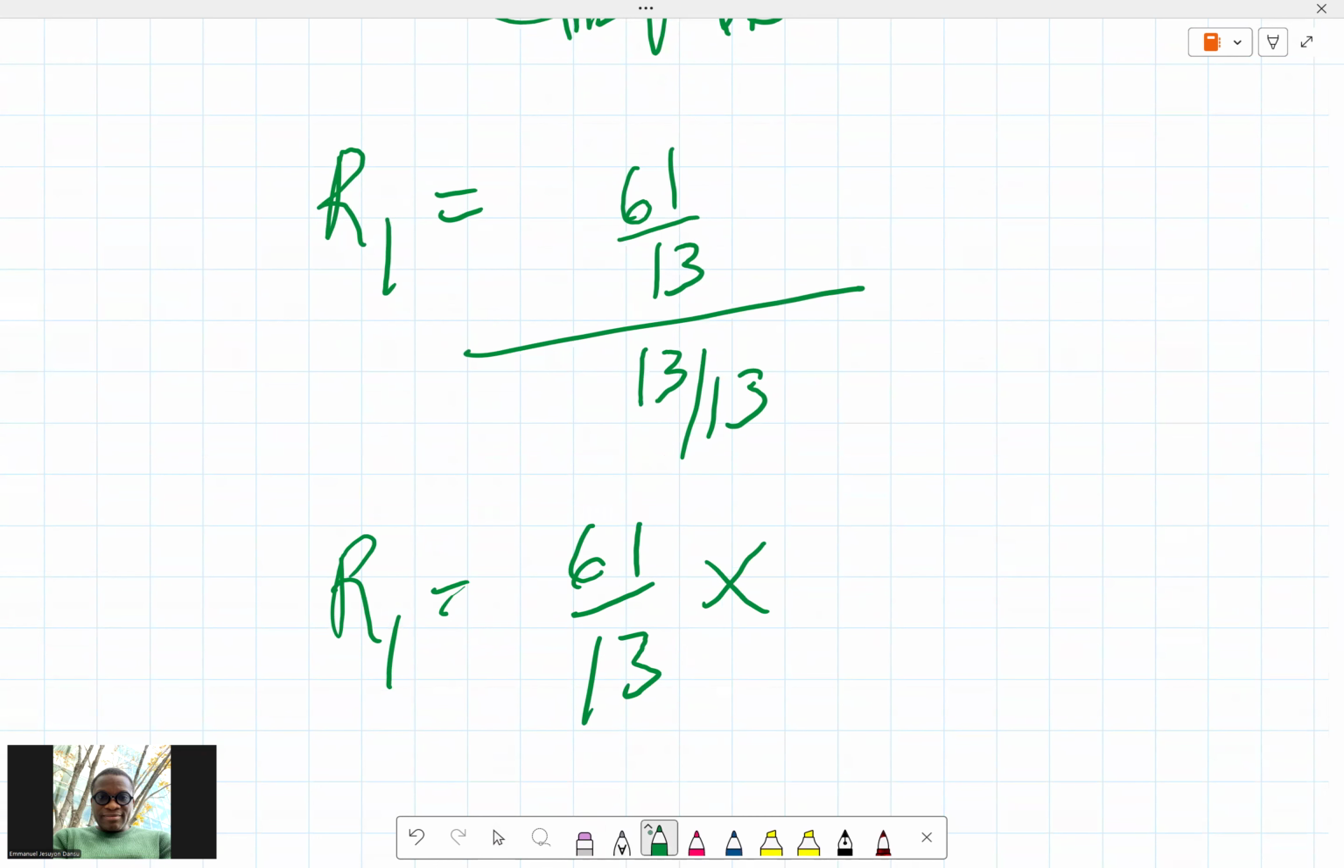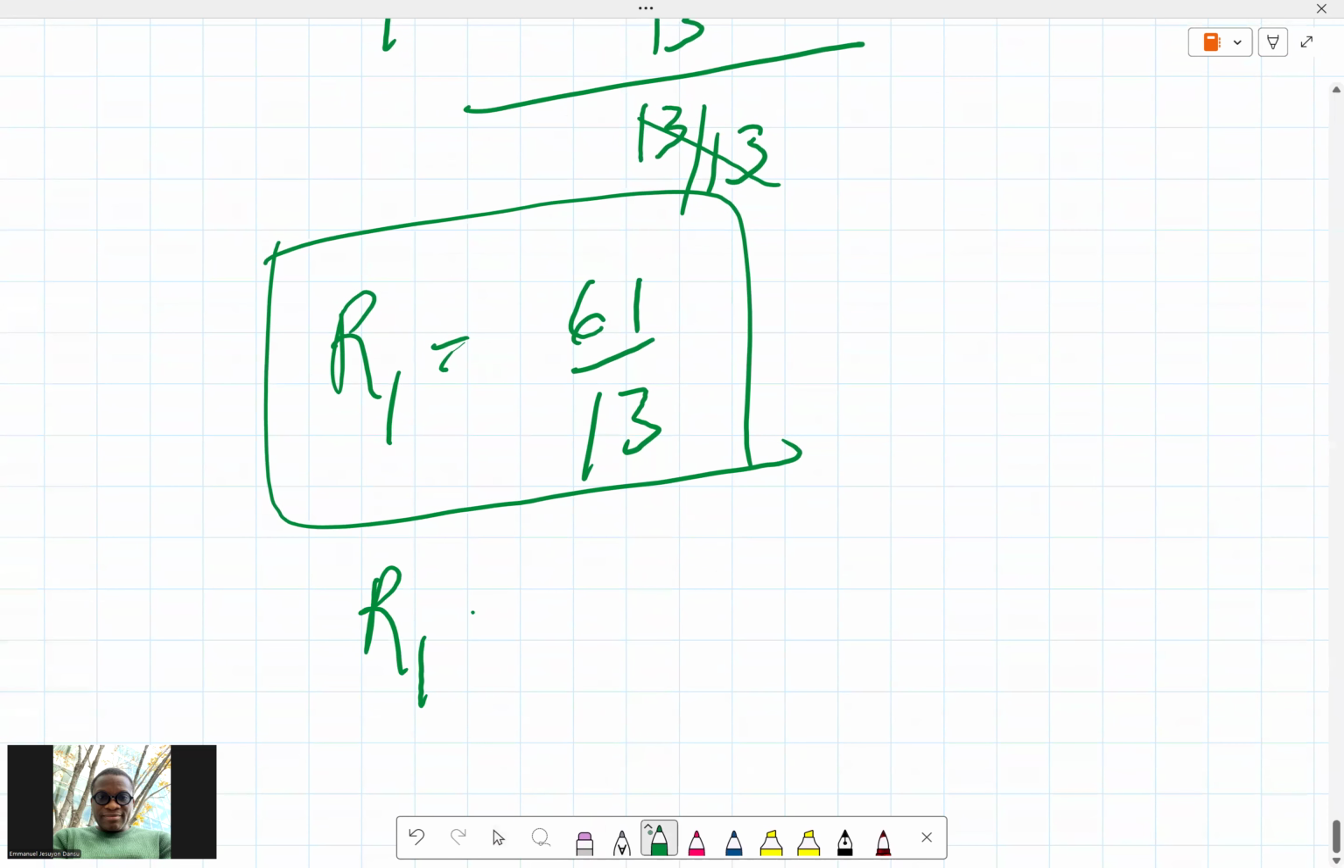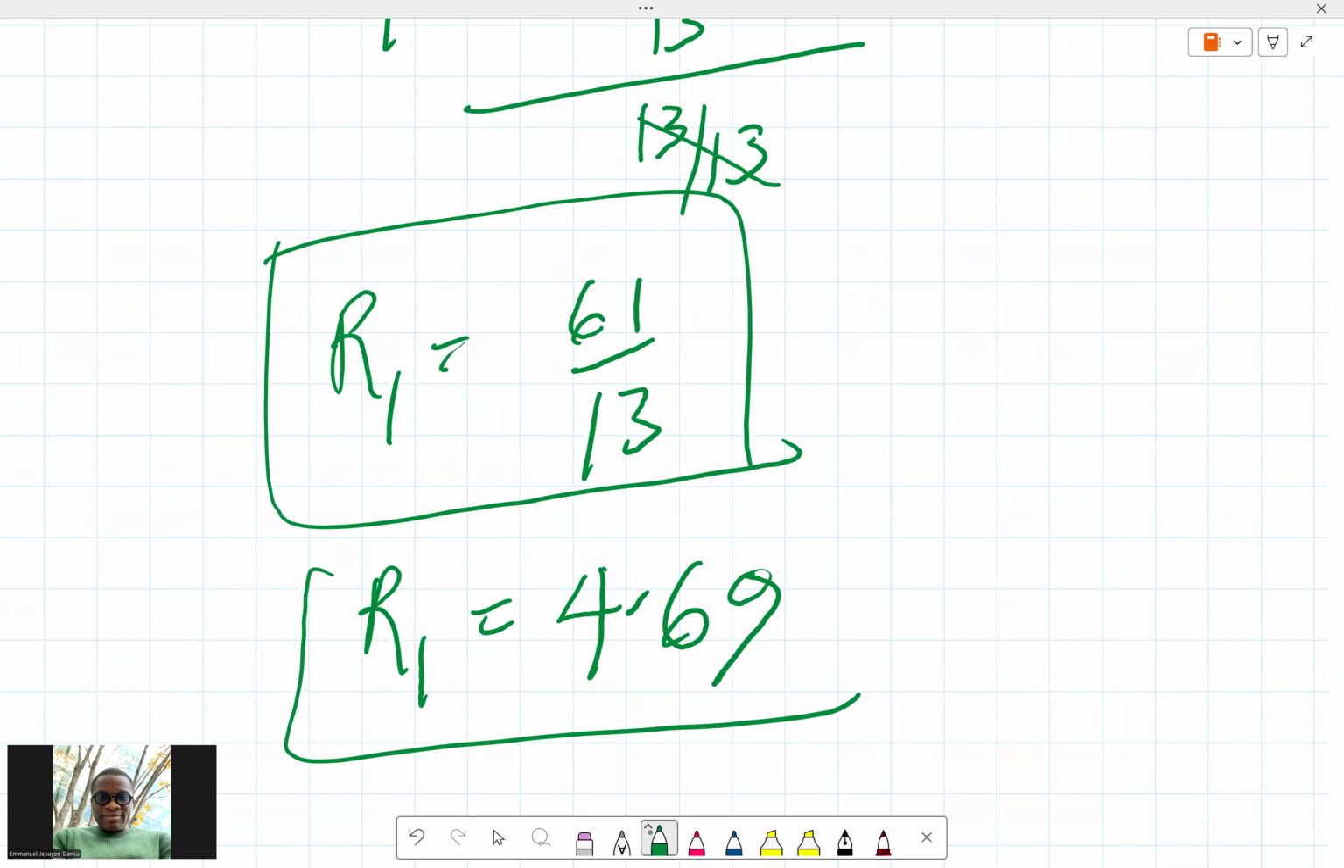That's times. Okay, I mean, that would just be 1, right? Yeah, it's just because this is simply 1. So we have 61 over 13. That's R1 is roughly 61 over 13, which is, let me see, roughly 5 because 13 times 5 is 65. So 61 divided by 13 is 4.69. So R1 is 4.69.